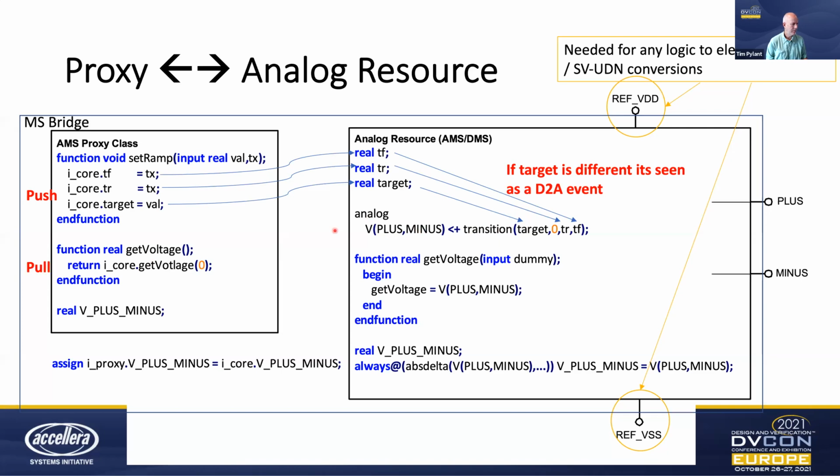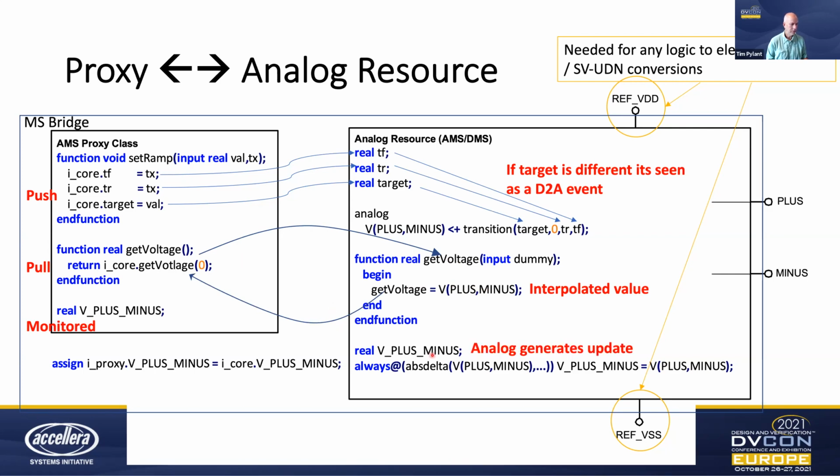And then we have our pull function that goes off to the core, typo there, and calls the get voltage function that gets the voltage as a real value. So it reads it, pulls the voltage off the plus minus, assigns it into get voltage, and returns that value back to the API.